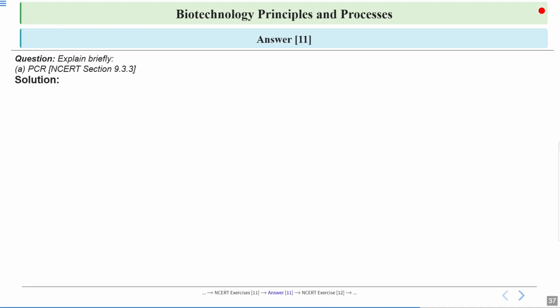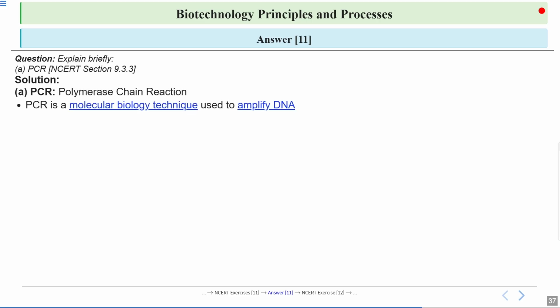Next question is to explain briefly. First is PCR. This is coming from NCERT section 9.3.3. PCR is also called polymerase chain reaction. This is one of the very important tools used in biotechnology. PCR is a molecular biology technique used to amplify DNA. What is the meaning of amplifying DNA? To increase the number of copies.